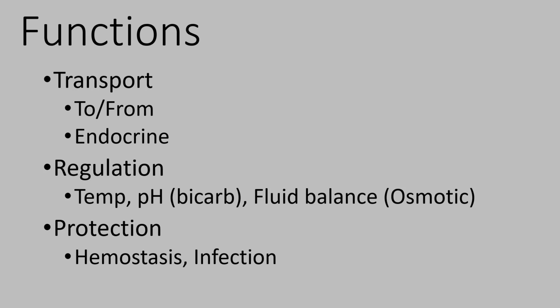Blood regulates our pH. We have a very specific range of pH, and if it gets too acidic or too alkaline, blood carries a buffer called bicarb, or bicarbonate, that acts to maintain the pH of our blood. Later in the semester, we're going to see how we breathe to regulate the amount of CO2 in our blood, which in turn regulates the pH of our blood.